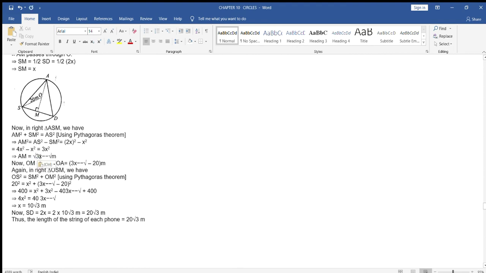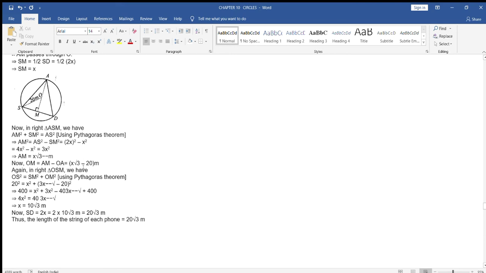It is root 3 and x in multiplication, separate. Again, here also we are having root 3x minus 20. Here also we have root 3x, or you can write it as x root 3, because it is the square of x, so we found the square itself. So it is x root 3 minus 20. I think this point is clear to you. So this AM we have found is x root 3, this OA is 20, so OM is x root 3 minus 20.